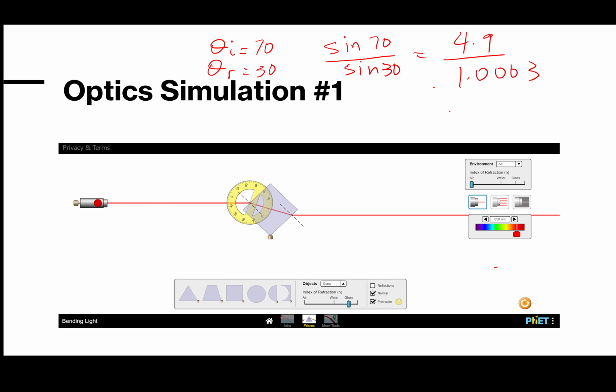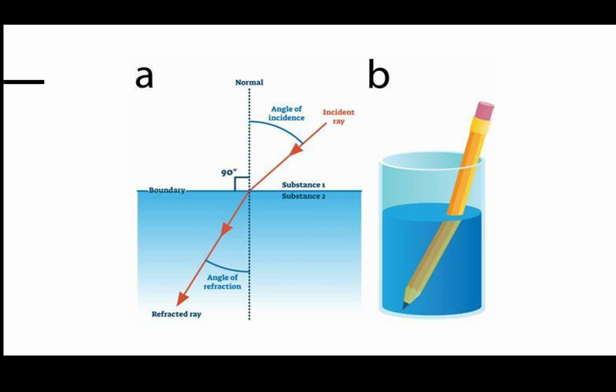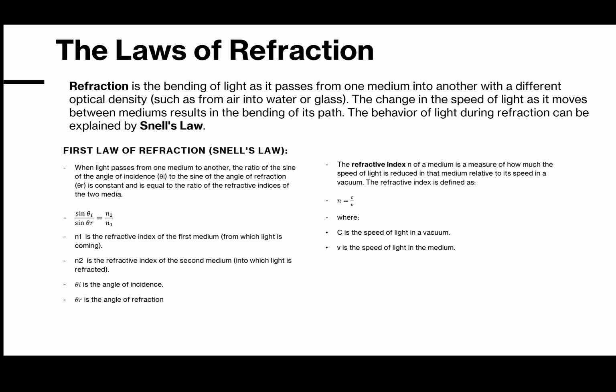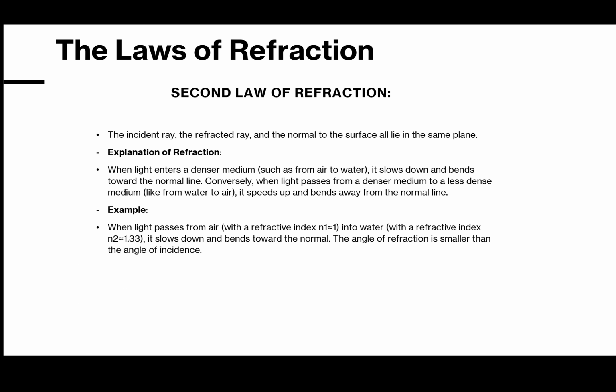So remembering Snell's law should be the sine of the angle of incidence divided by the sine of the angle of refraction is equal to the refractive index of the second medium divided by the refractive index of the first medium, right? So the second law of refraction now, it's the same thing. It is the same thing that I discussed before.